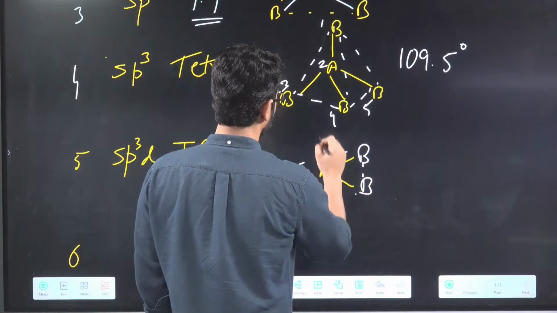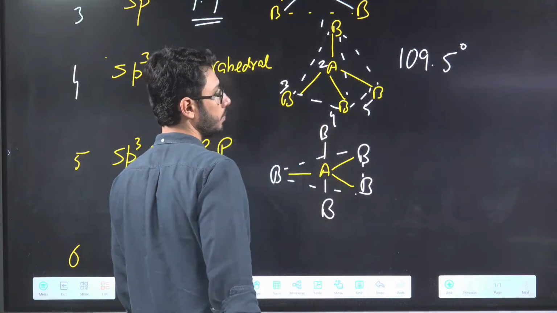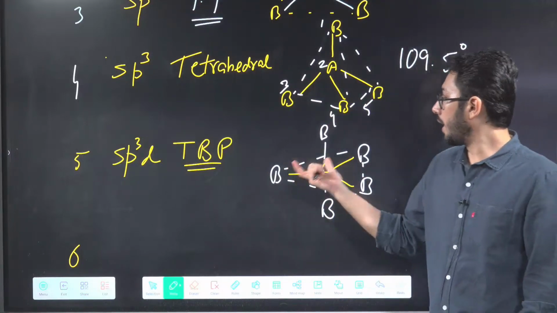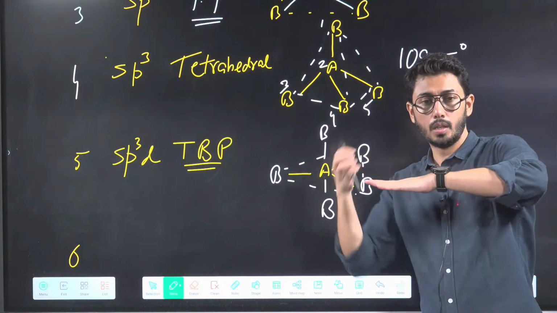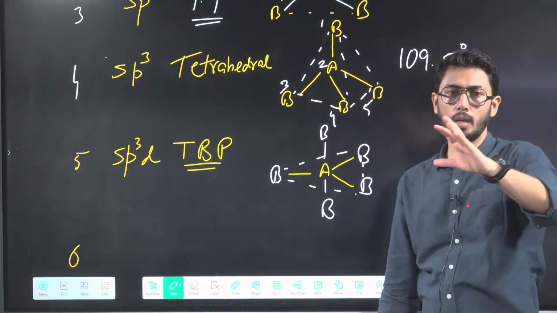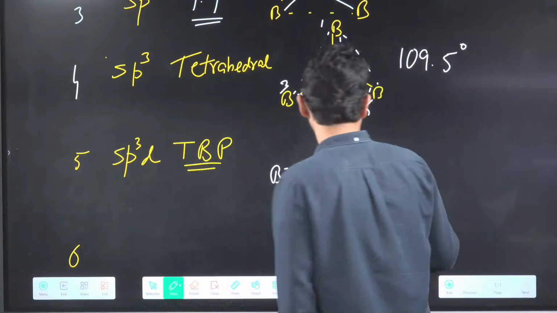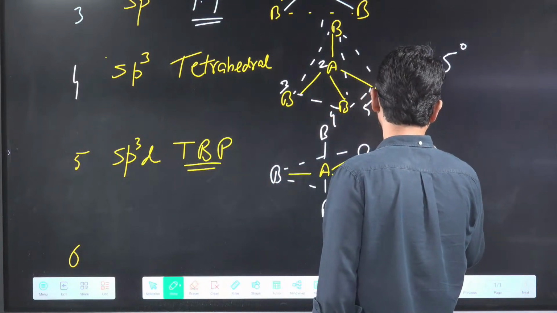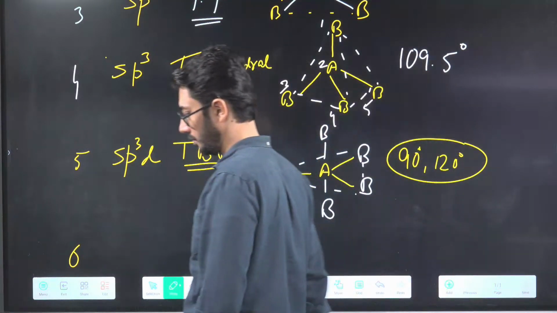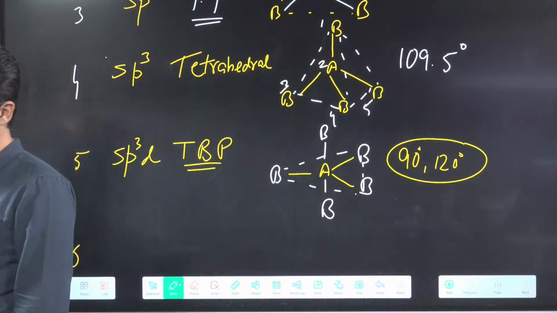And then it is, so in trigonal bipyramidal, 3 atoms in the same plane, 1 atom above the plane, other below the plane. That is trigonal bipyramidal. Adjacent bond angles are 90 and 120 degree.